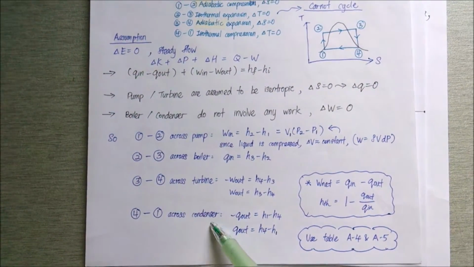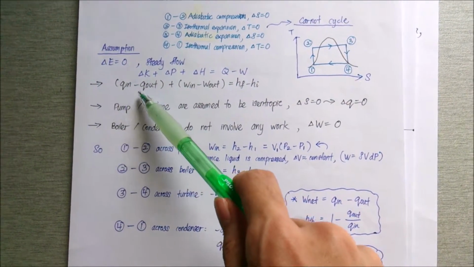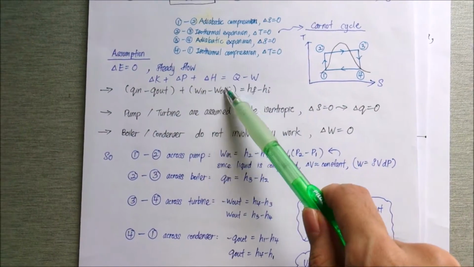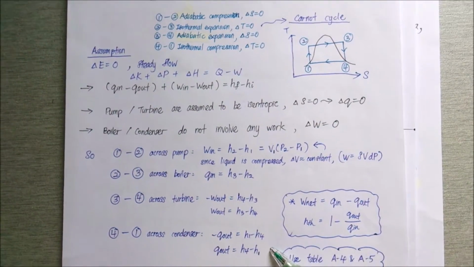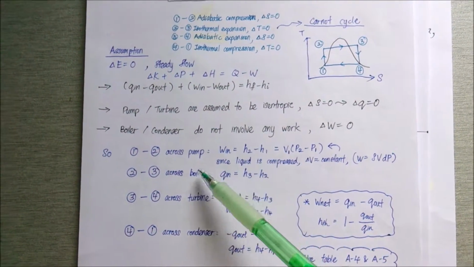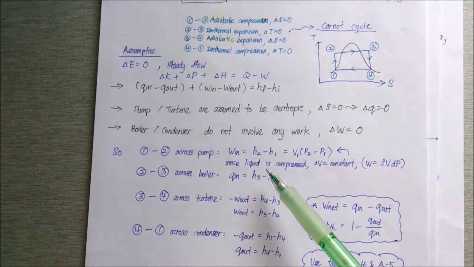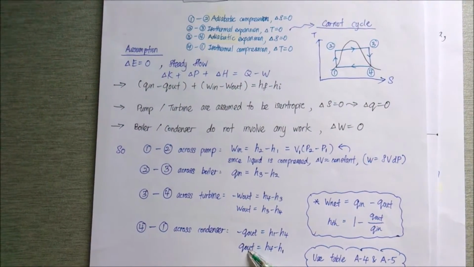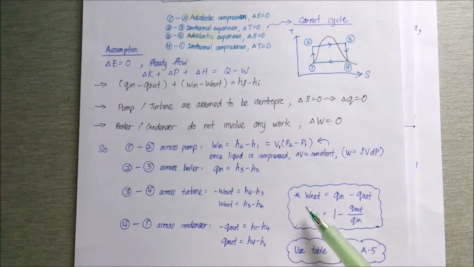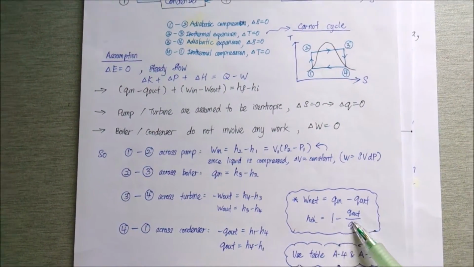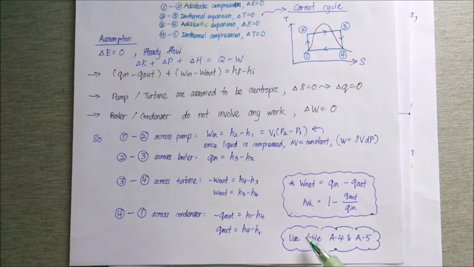Finally, process 4 to 1 across the condenser, negative Q out, because the condenser needs to remove the heat to become liquid, so negative Q out equals H1 minus H4, and Q out equals H4 minus H1. These 4 processes are very important for finding the network output, because we know that Q in equals H3 minus H2, and Q out equals H4 minus H1. We also know that the network output equals Q in minus Q out. From this equation we find the network output, and the thermal efficiency will equal 1 minus Q out over Q in.